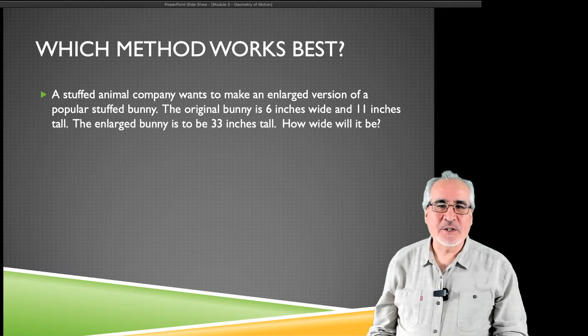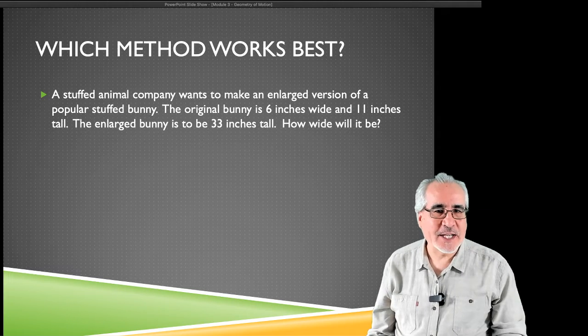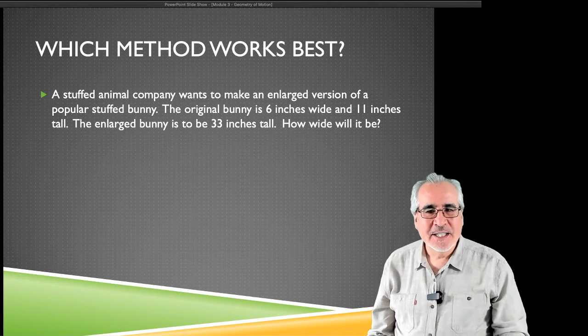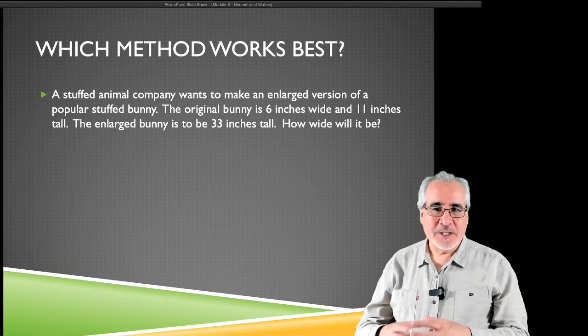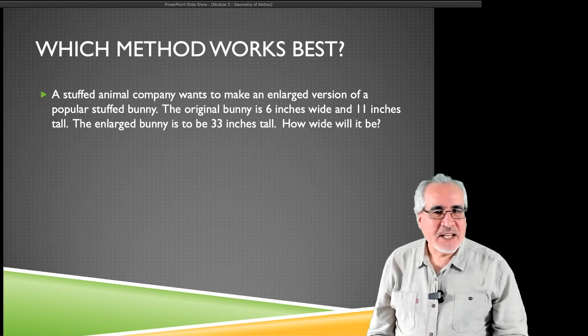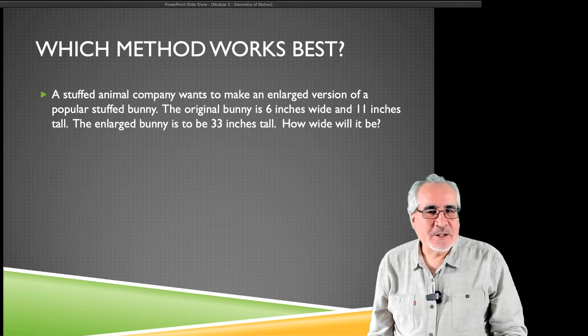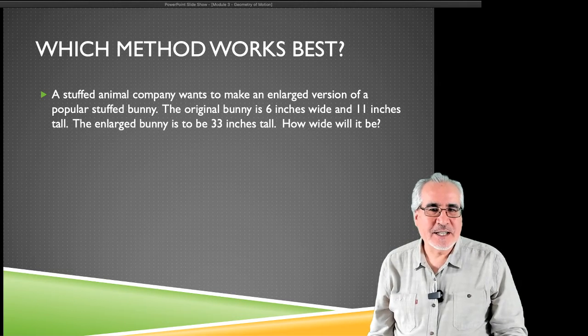So we have a stuffed animal company that wants to make an enlarged version of a Piper stuffed bunny. The original bunny is 6 inches wide and 11 inches tall. Now, we're going to enlarge the bunny to be 33 inches tall. How wide will it be? So take a look at that. Try what would be your factor if you tried the ratio approach? Well, then it's got to be 6 inches to 11 inches.